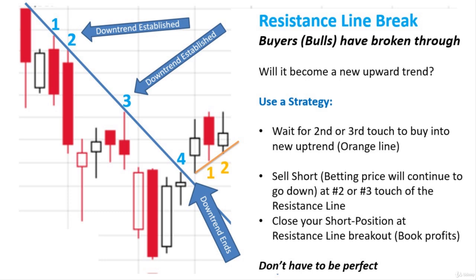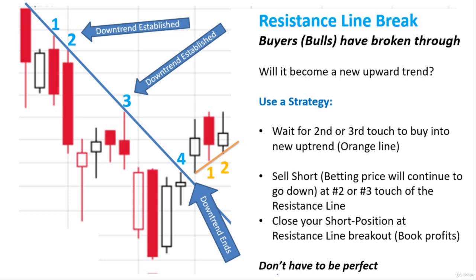You could have bought, you can see that on the second touch or the third touch that it's definitely a downtrend established. Even at the fourth touch, you could say, well, it's still part of a downtrend. And the question is, will it become a new uptrend once it's broken through, right? We're looking at, is this a false signal? It's already broken through. So the strategy around this on a resistance line break, it's been in a downtrend, it's broken through. Will this become a new uptrend?